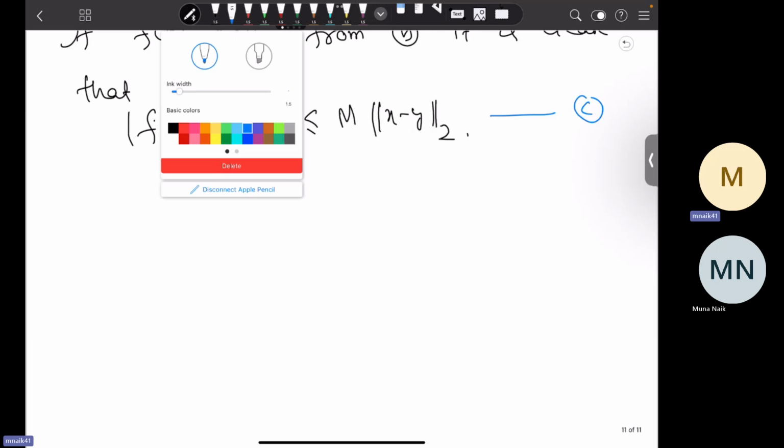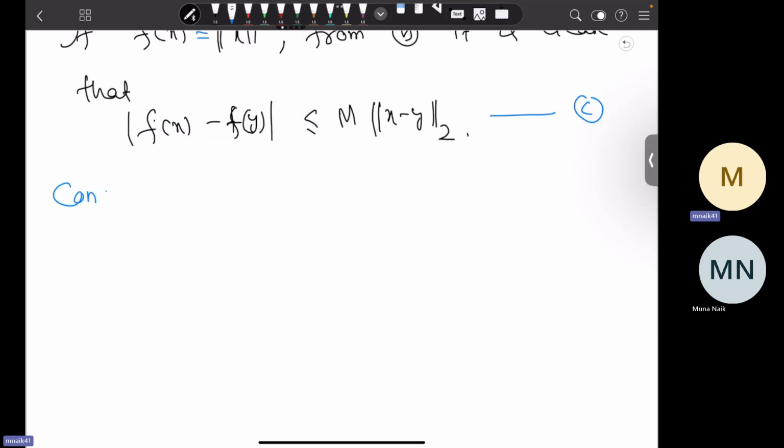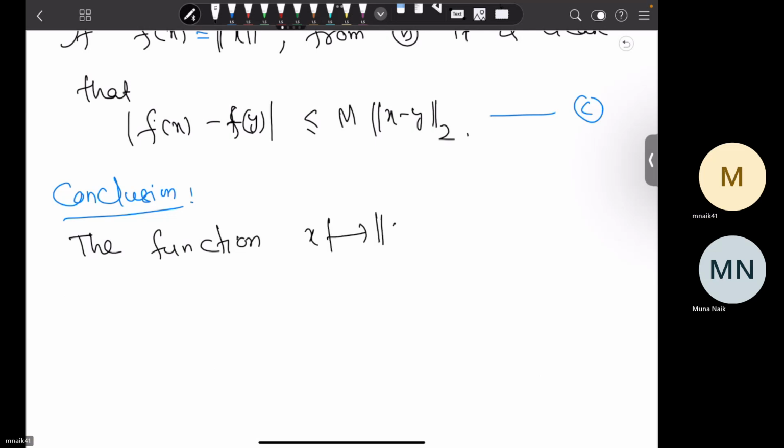So the first conclusion, what do we get? The function x going to norm of x, which I have written as f(x), is continuous with respect to the usual topology of Rn.